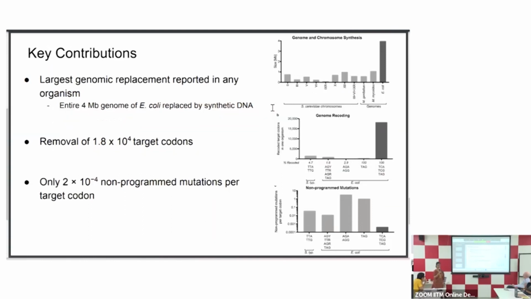So the key conclusions of this paper are: this is the first time that they have replaced an interaction with synthetic codons. And as you can see in the figures, this is the largest genome replacement done so far. And then they have also the maximum number of codons in a single organism, and the number of non-programmed mutations, that is the errors that occur given the number of target codons they are changing, is very low, which means it has very low error.